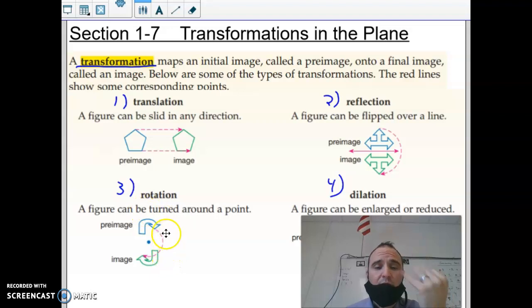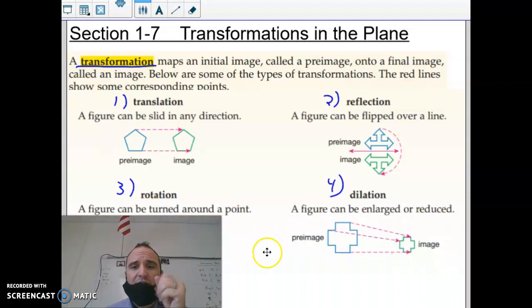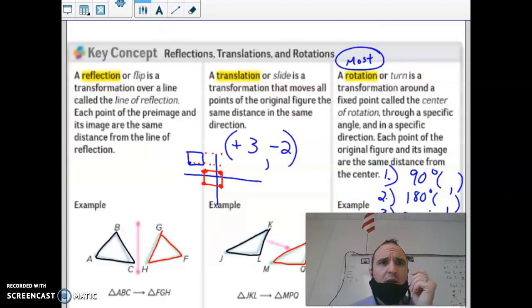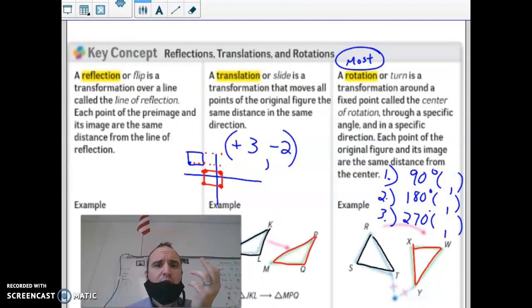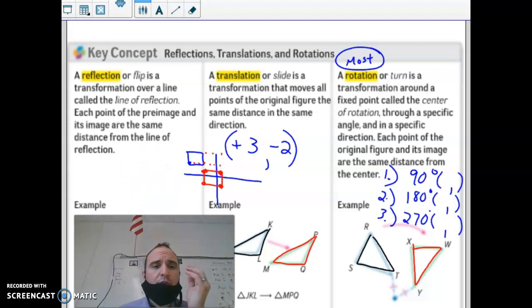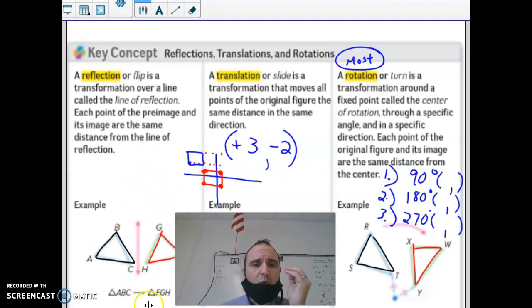Rotations, which also have three different types of turns. And then dilation, which is when you make things smaller, just like your eyeball. But just to go over these briefly to start, reflections, you're either going to reflect over the x-axis, the y-axis, or y equals x. Those are the three different types. And this one looks like it's a y flip.